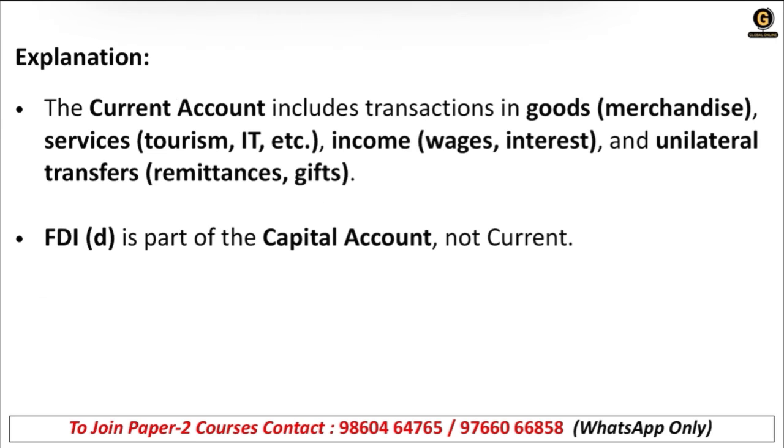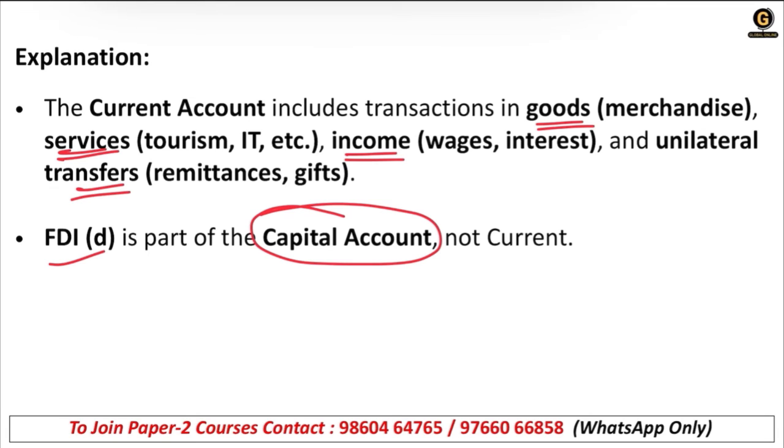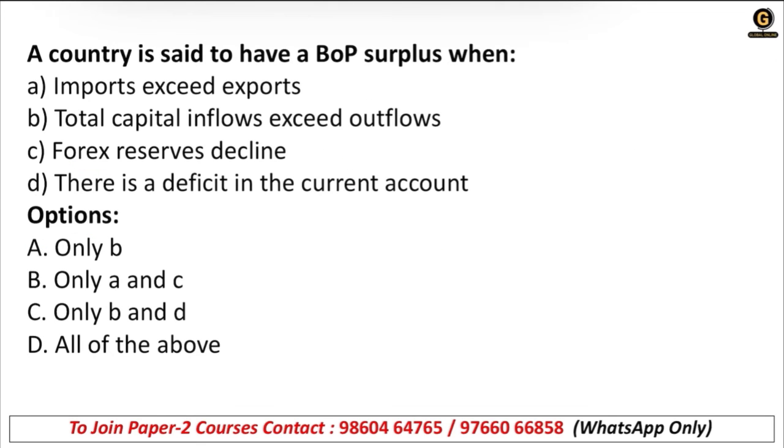See, FDI is a part of the capital account, not the current account. Current account means the transactions of goods, services, income, unilateral transfers, right? These are considered in the current account, not in the capital account. What will go in the capital account? FDI, right?